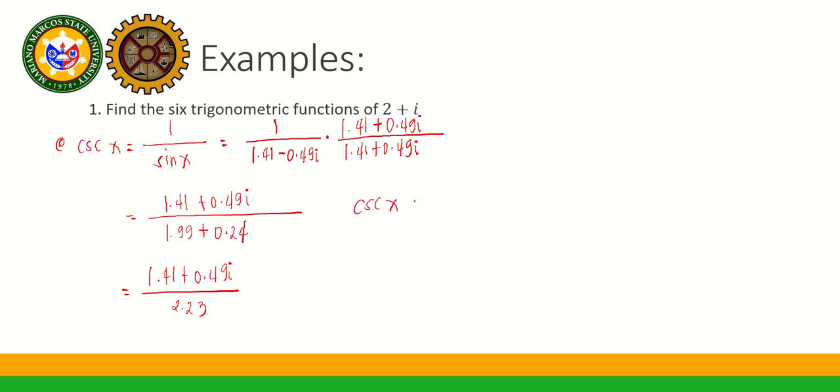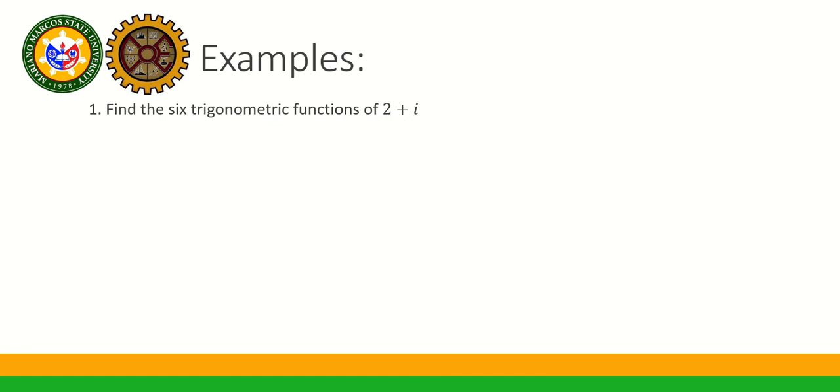Therefore, our cosecant x will be equal to, by computing this on your calculators, that is 0.63 plus 0.22i. Okay, so that is cosecant x. And lastly, sa mga 6 trigonometric functions natin, we solve for cotangent x. So, what is cotangent x? Pwedeng 1 over tangent x, or pwede rin na cosine x over sine x. Pero para mas madali, ito na lang yung gawin natin, since meron naman na tayong value ng tangent x natin. So, this will be equal to 1.